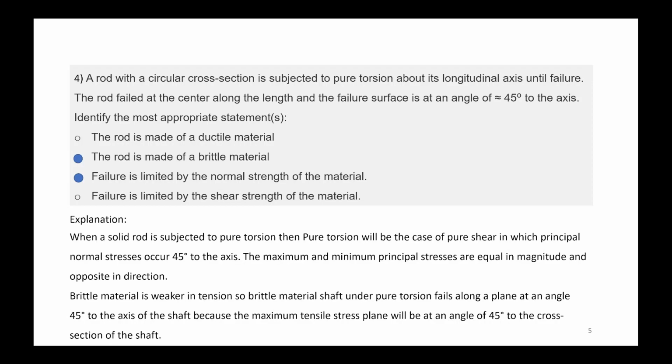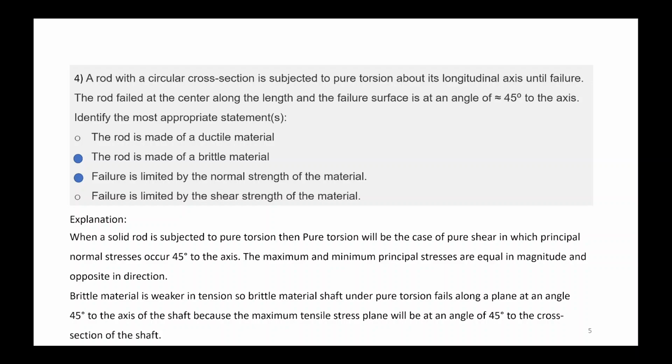Fourth question is, a rod with a circular cross section is subjected to pure torsion about its longitudinal axis until failure, and the rod failed at the center along the length, and the failure surface is at an angle of 45 degrees to the axis. Identify the most appropriate statements. The rod is made of a ductile material. The rod is made of a brittle material. Failure is limited by the normal strength of the material, or failure is limited by the shear strength of the material.